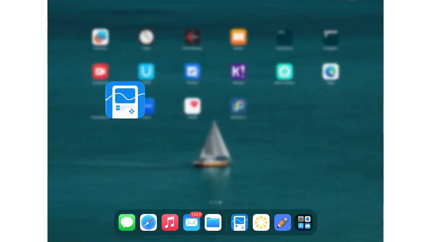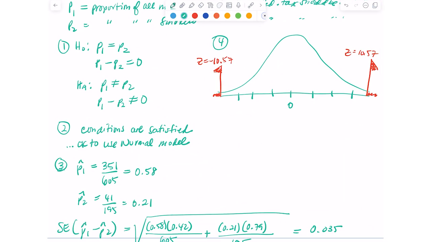So the probability that z does not equal 10.57, which was our z-score, is basically just 2 times the probability that z is greater than 10.57. Okay, because again, we're looking at twice the area since it's two-tailed. And here we ended up with 0, which makes sense.